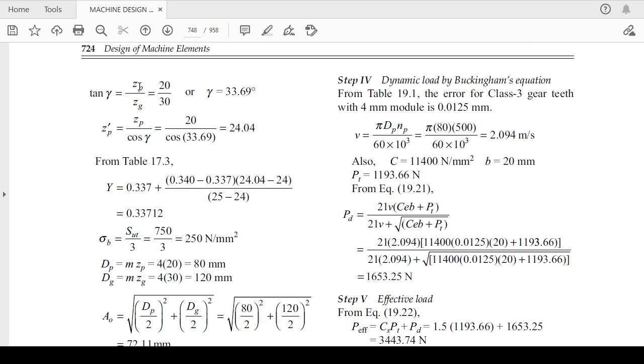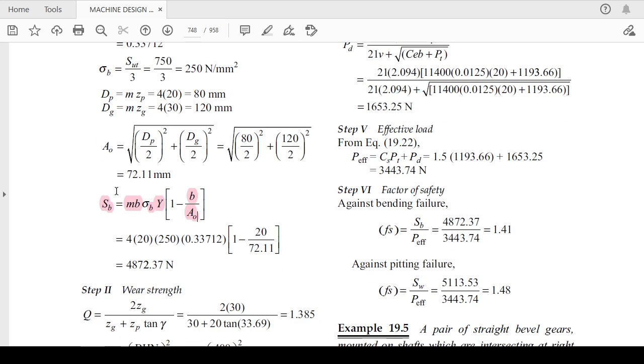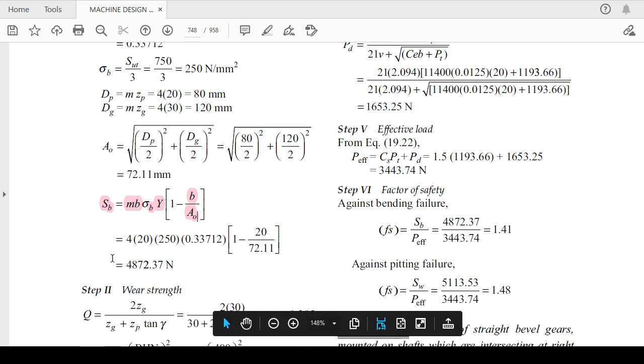Pitch angle you can calculate by ZP by ZG, and with the help of pitch angle you can calculate the value of formative number of teeth on pinion, which is necessary for the calculation of Lewis form factor. Okay, after that you are ready with the Lewis form factor and Bevel factor, get the value of beam strength.